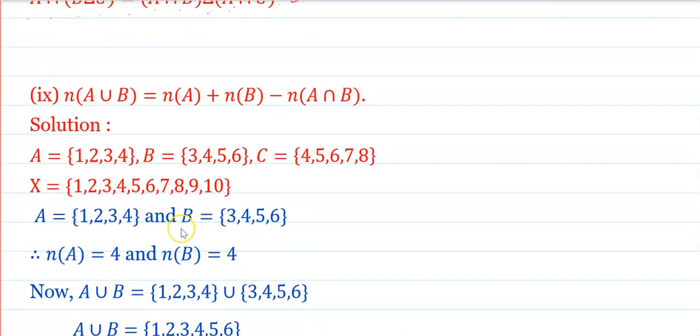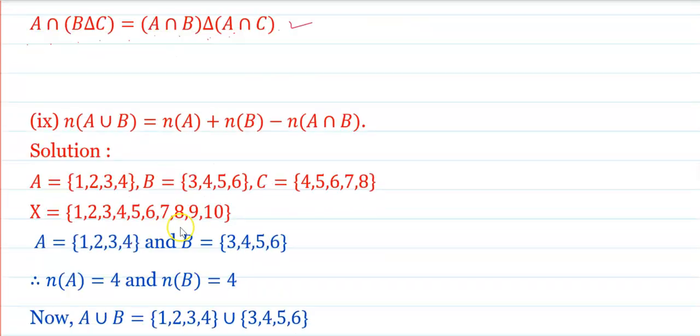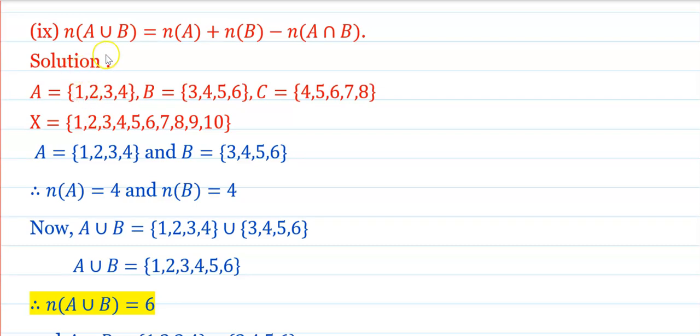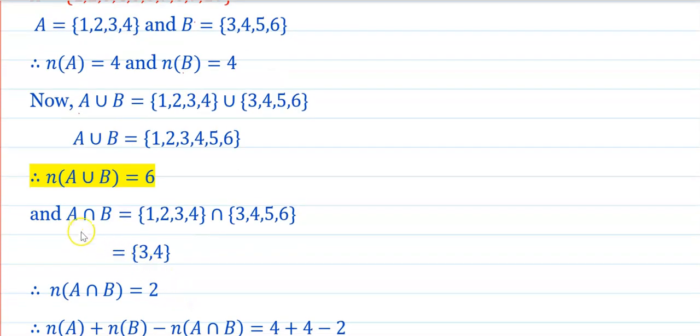Now the next is: N of A union B is equal to N of A plus N of B minus N of A intersection B. That's very simple. Now the number of elements in A is 4, and the number of elements in B is 4. Their union is 1, 2, 3, 4, 5, 6, which is 6 elements. What about their common elements? The common elements are 3 and 4.